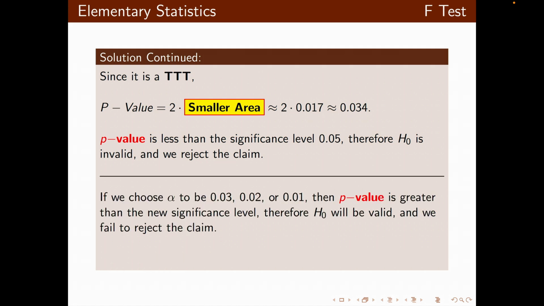If we choose alpha to be 0.03, 0.02, 0.01, then p-value will be greater than the new significance level. Therefore, H0 will be valid. That means we now have a valid claim and we fail to reject the claim.